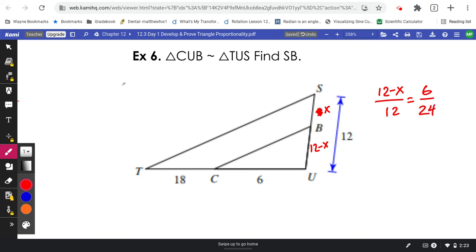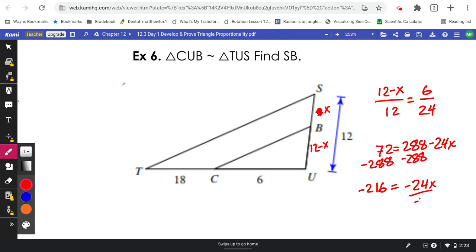From here, 6 times 12 is 72. 24 times 12 is 288 minus 24x. Okay, minus 288, minus 288. So minus 216 equals negative 24x. Divide by negative 24, divide by negative 24, and we'll get x equals 9.